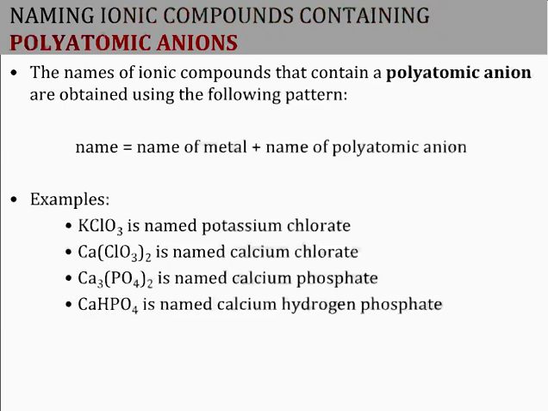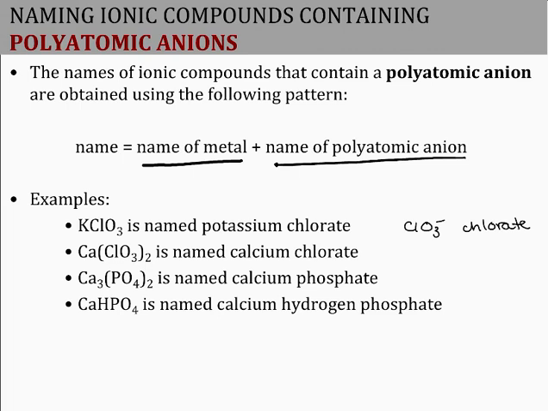All right, now what if we have a polyatomic ion in our ionic compound? How do we name it? This is super easy as long as you know the names for the polyatomic ions. So the way you would name any of these types of compounds, again, you just start with the name of the metal, and then you just follow that with the name of the polyatomic anion. So that's all you have to do. So for instance, KClO3, which we saw earlier, that's just named potassium chlorate. Because again, ClO3- is called chlorate.